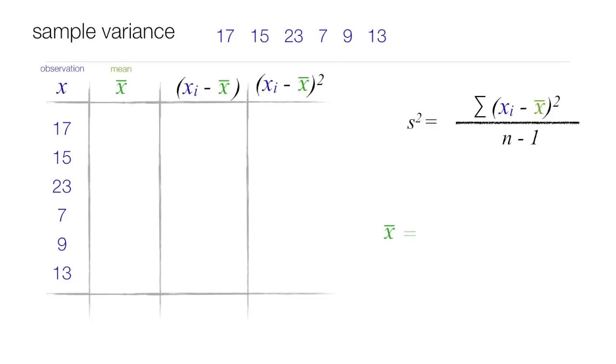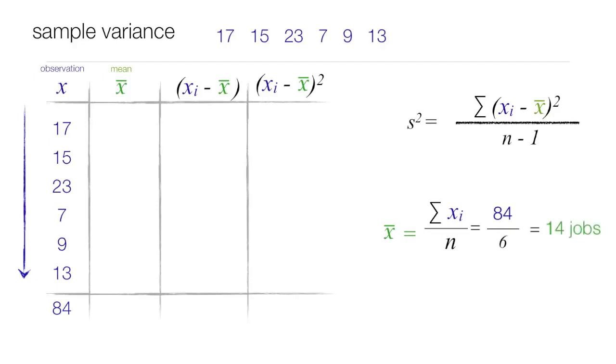So I need to calculate the mean, and that's equal to the sum of all my observations divided by the number of observations. So if I add up all my observations, that column right there, that equals 84. Now I take that 84 and I put it right on top of that equation right there, and that's my numerator divided by 6. And that equals my mean, which is 14 jobs. Now I take that 14 and put it right there in that column. And the whole column is going to be filled with 14s.